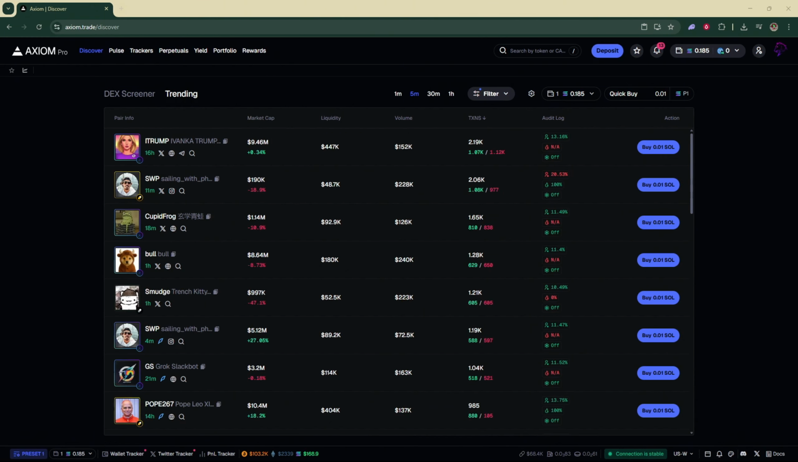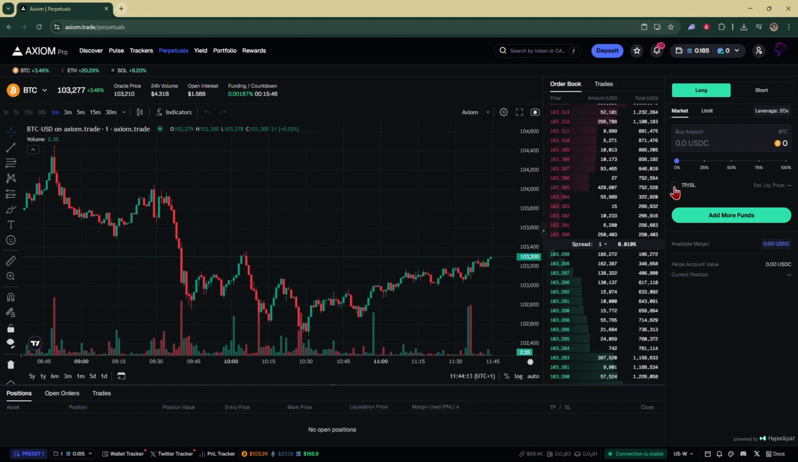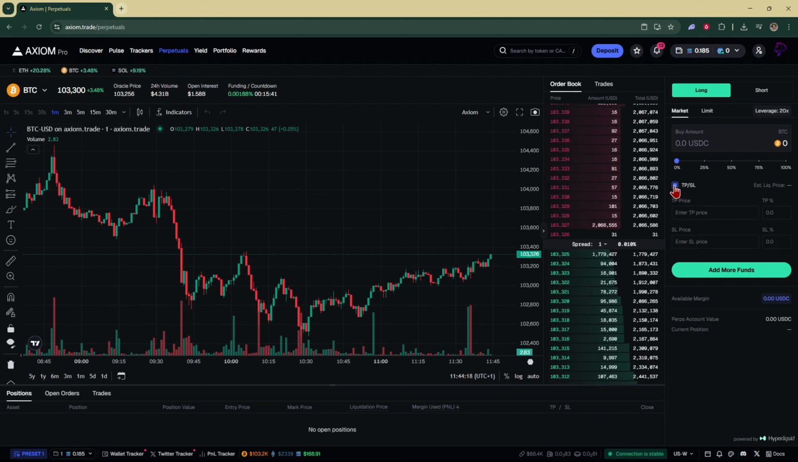Now, if you're not trading meme coins and you're actually trading perpetuals, we're just going to go right over here to perpetuals. And to add a stop loss, you're going to go right over here and click on this TP/SL, toggle that on. And right here for your take profit, you're going to enter in the price that you want to take profit at. So right now, price is at 103. So if you want to take profit when it reaches 104, you would enter 104 and the percentage that you want to take out. So if you want to take out all of your money, you put in 100%.